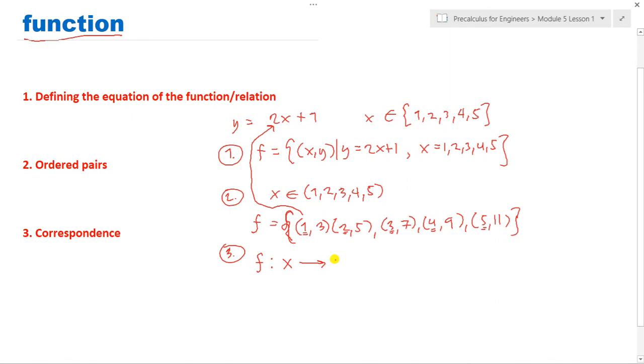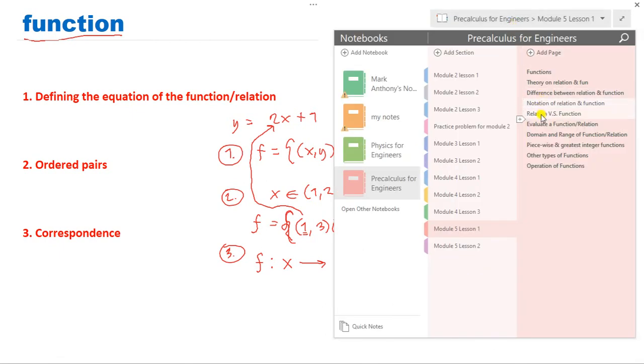And what is our dependent variable y? That is 2x plus 1. And then write the comma and then list all the domains. So x is from 1, 2, 3, 4 up to 5. So that's it, class, for annotating functions and relations.